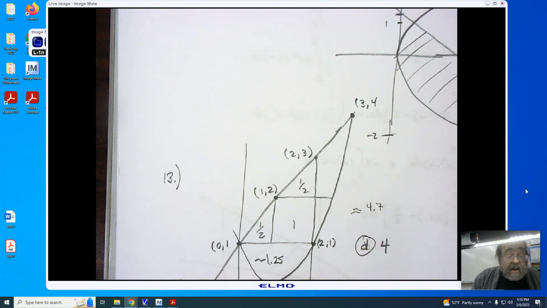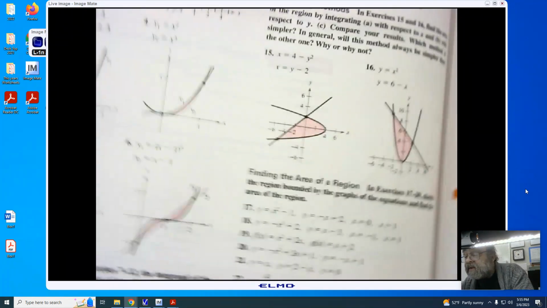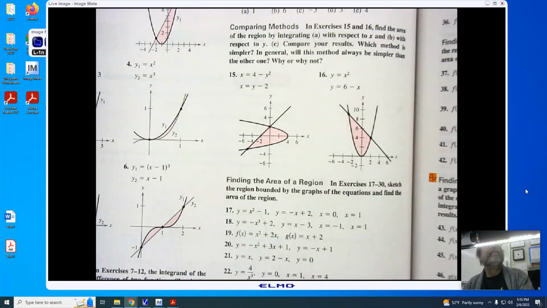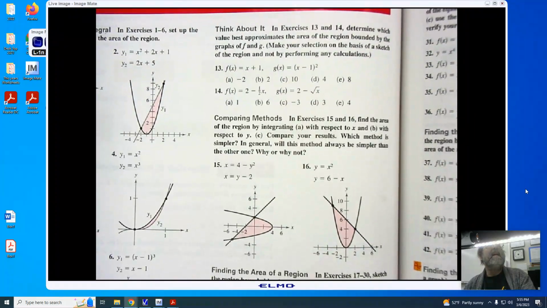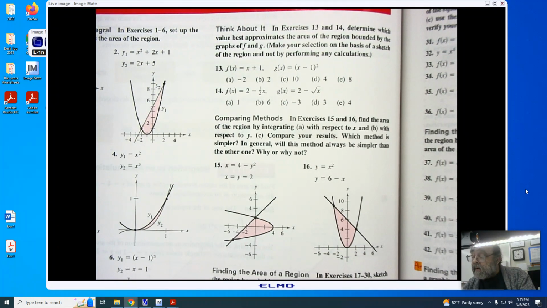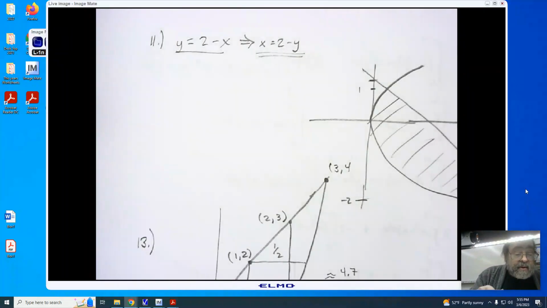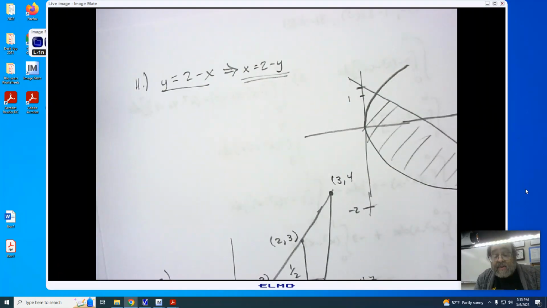So it's not going to be 8, it's not going to be 10, those are far too much. 2 is way too little, and therefore 4 is the only possibility. So D is my answer, and that answer would be 4. Now for number 15, they're asking us to do it in 2 separate ways. They want us to do it in terms of x, and they want us to do it in terms of y. The problem that we have is that we have to graph this function.